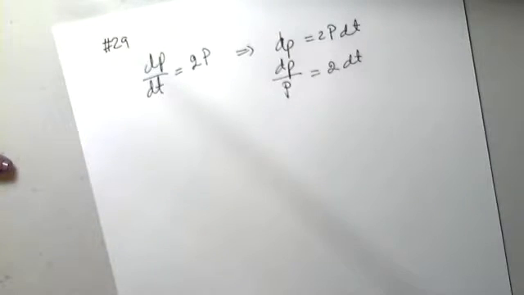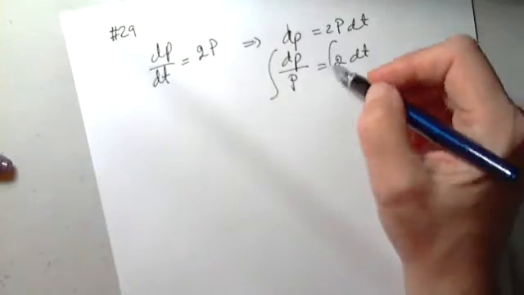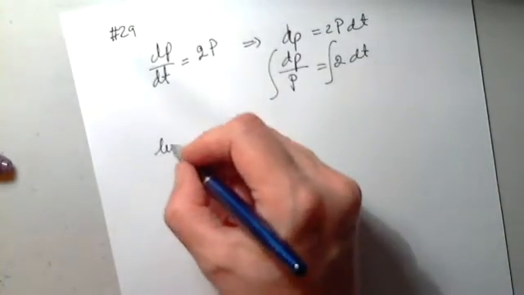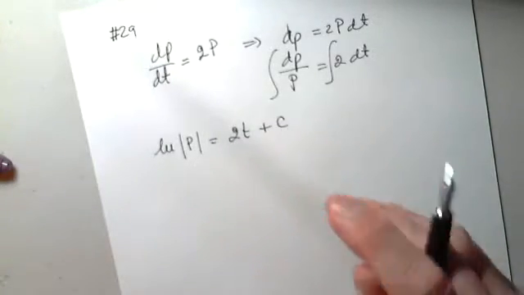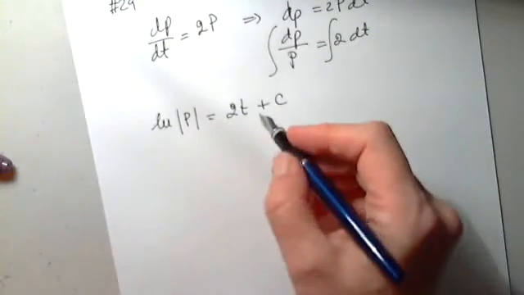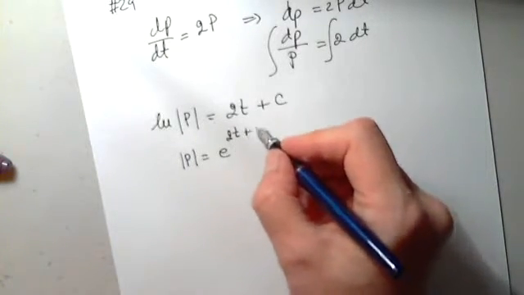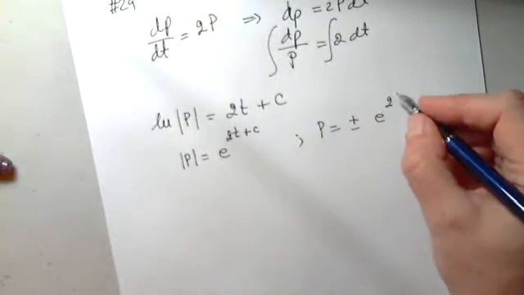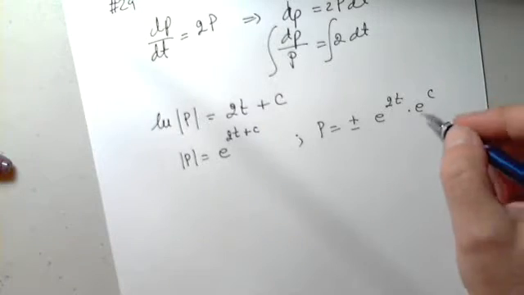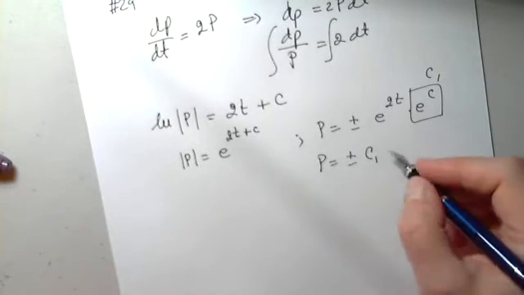And do we have conditions? No, we don't. Okay, very good. We're ready to integrate because the variables are separated. Natural log of the absolute value of p equals 2t plus a constant c. E raised to, so the absolute value of p equals e raised to 2t plus c, or p equals plus or minus e to 2t times e to c, which we will denote by c1. So p equals plus or minus c1 e to 2t.